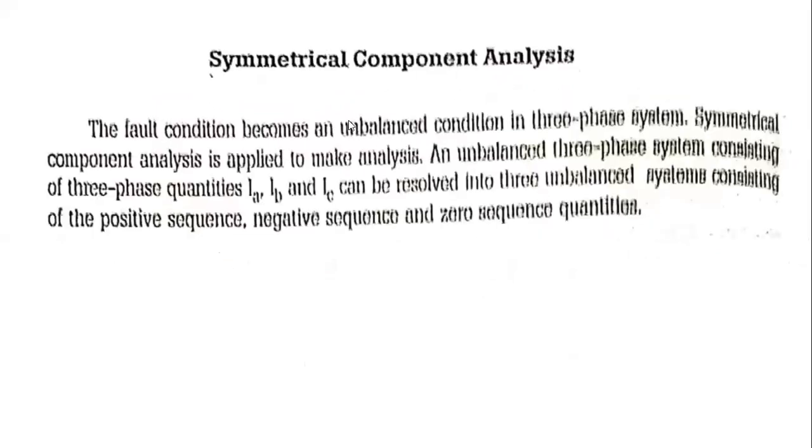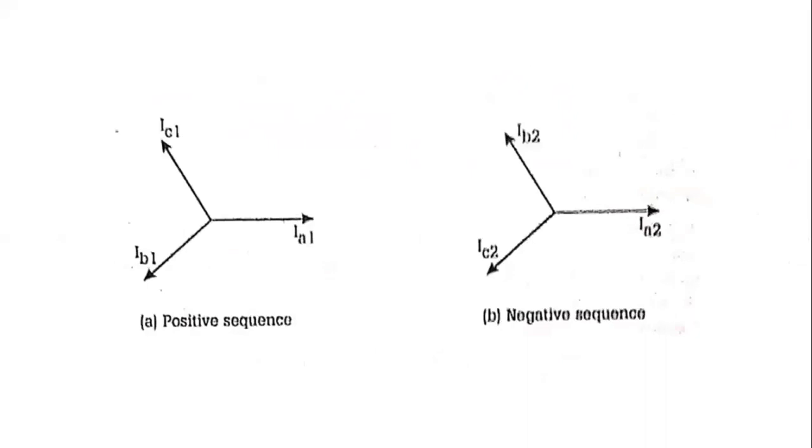These are the various symmetrical components. If the system is in an unbalanced condition, then we calculate using these sequences: zero sequence, positive sequence, and negative sequence. IA0, IB0, and IC0 are the zero sequence components, IA1, IB1, IC1 are the positive sequence components, and IA2, IB2, IC2 are the negative sequence components.